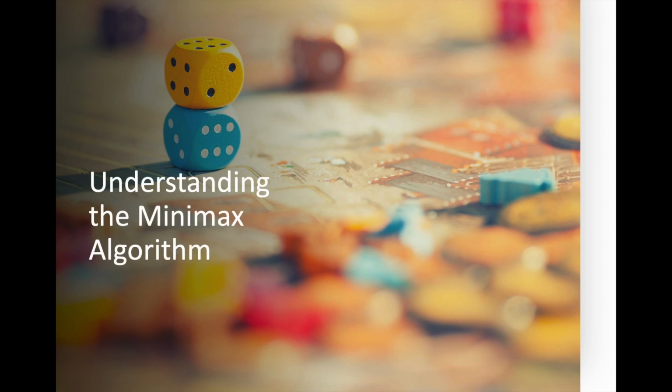Hi everyone, today we're going to talk about the Minimax algorithm, a powerful tool used in AI to make decisions in competitive games like chess, tic-tac-toe, and more. Minimax helps AI figure out the best possible move, assuming the opponent also plays perfectly. So let's dive right in.